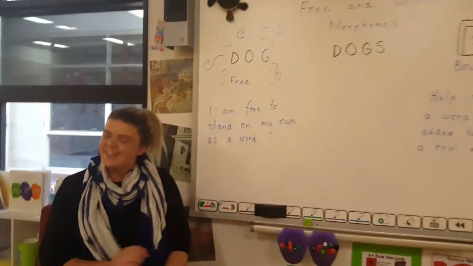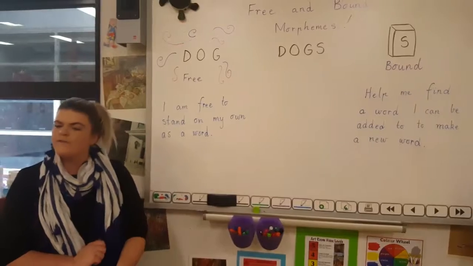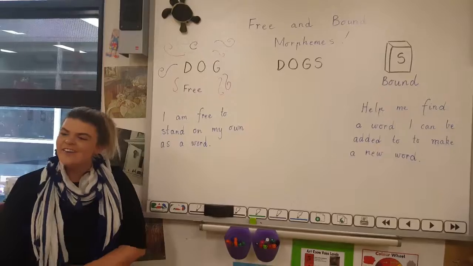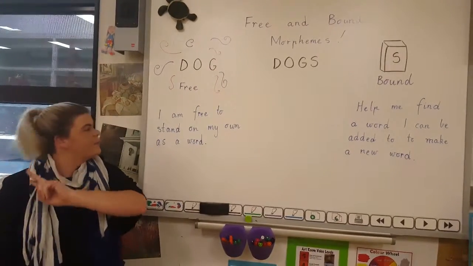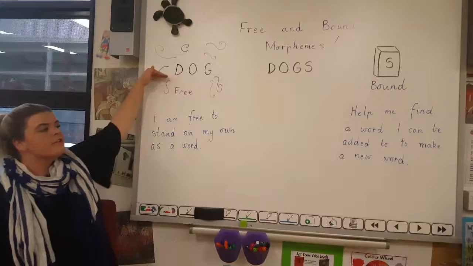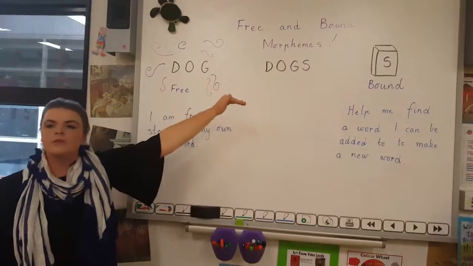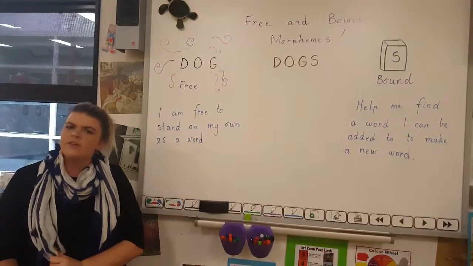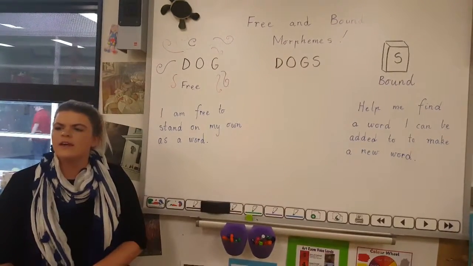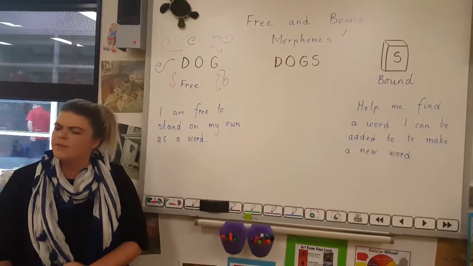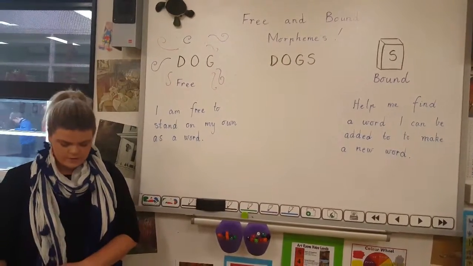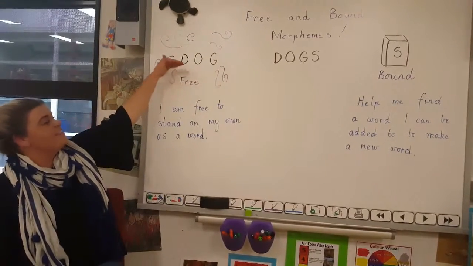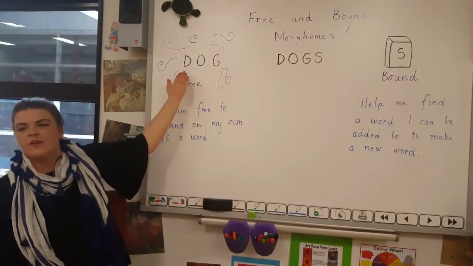Okay, after yesterday's lesson, can anyone tell me how many morphemes are in the word dogs? Great job, Cassie. There are two morphemes in the word dogs. The word dog and the s plural. So after our discussion, which morpheme do we think would act as the free morpheme? The morpheme that can stand on its own as a word. Yes, Jack, good job. Dog is the free morpheme as it can stand on its own.